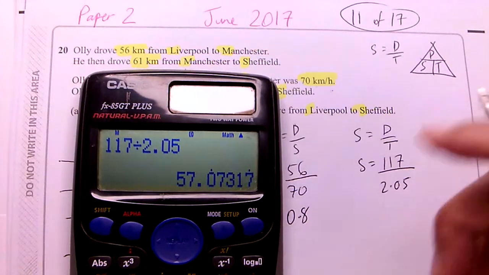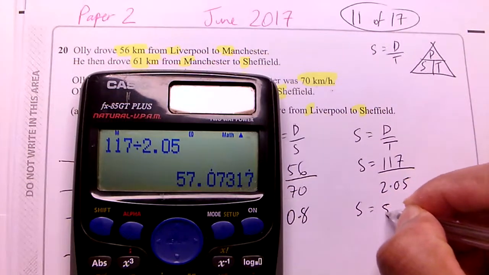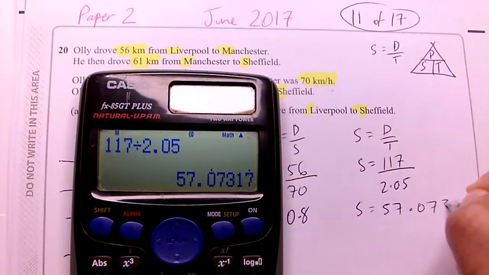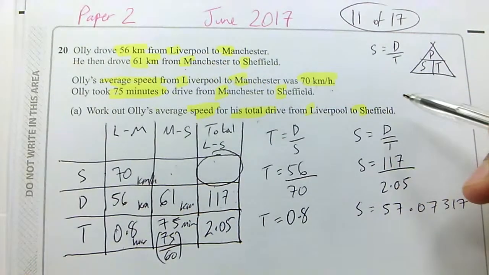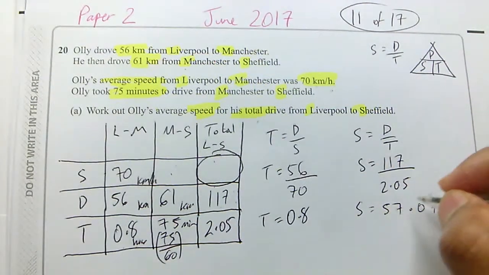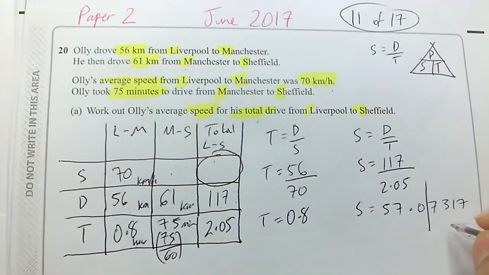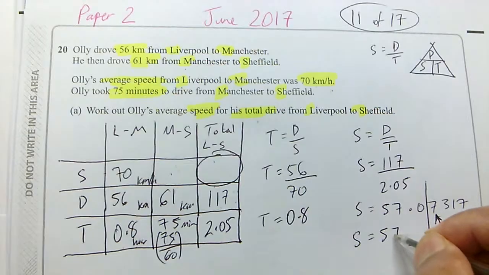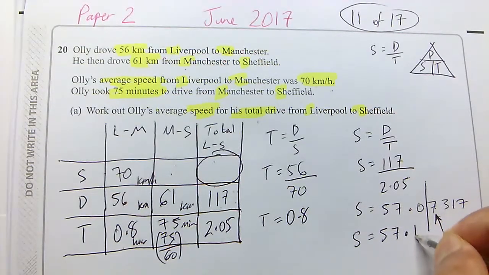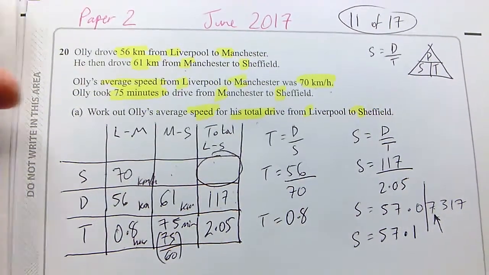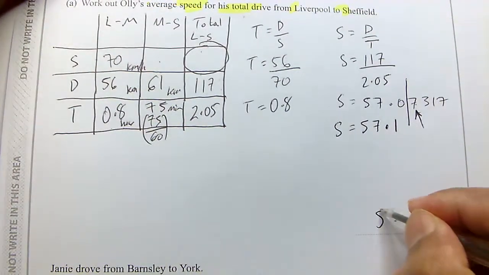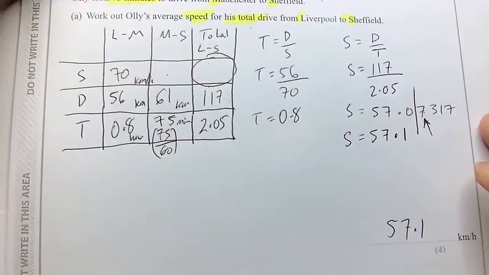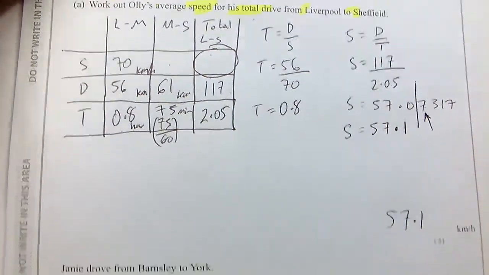Change it to a decimal. 57.07317. And if I look at my question, it doesn't really tell me what my answer should be. So usually 3 significant figures or 1 decimal place. So this 7 rounds up. So my speed is 57. This rounds up to 1. 57.1 kilometers per hour. Okay, hopefully you got that right as well. Let's go to part B now.